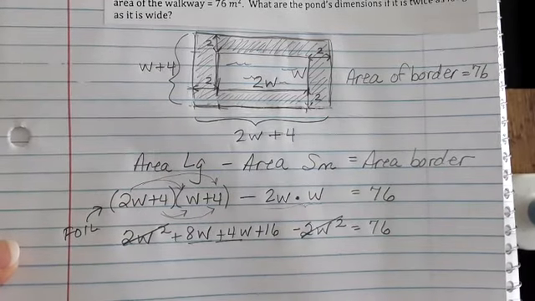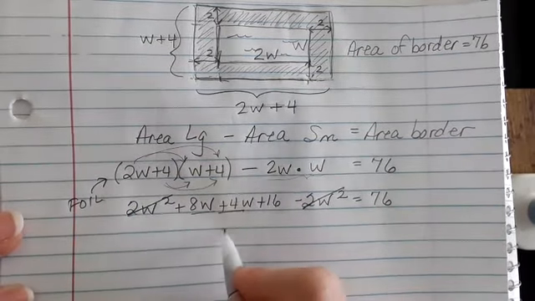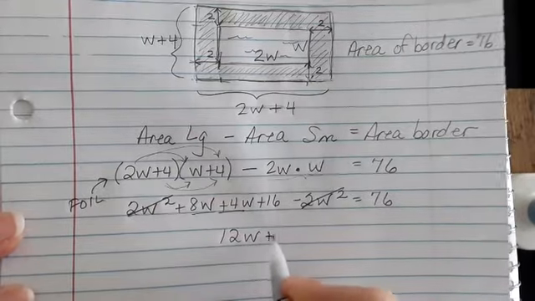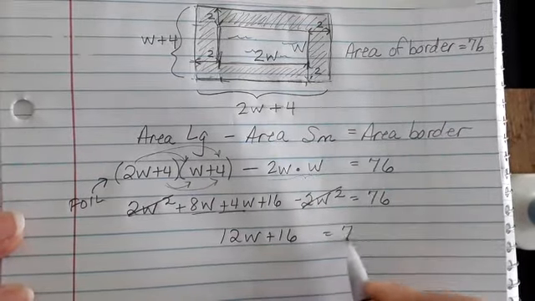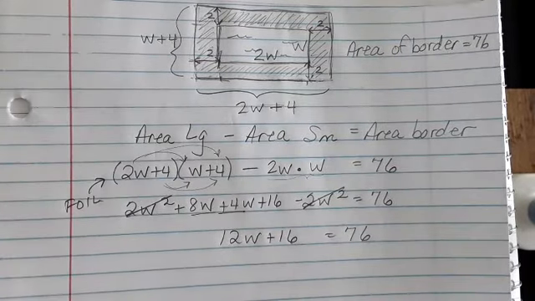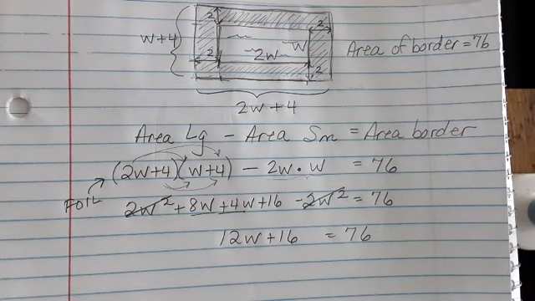What do those combine to be? Yep, we got 12W plus 16. All right, go through, solve that, see what W is. I hear a 5. Yes. He agrees. Are you all coming up with 5?